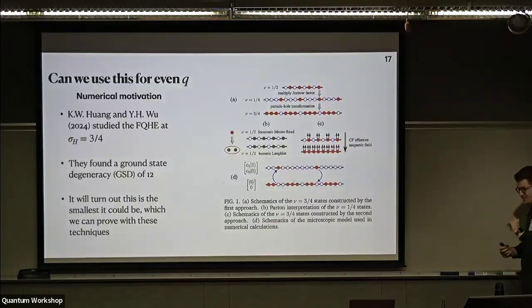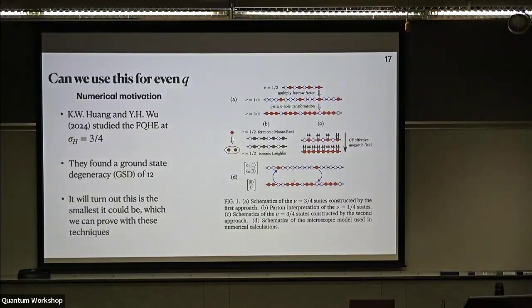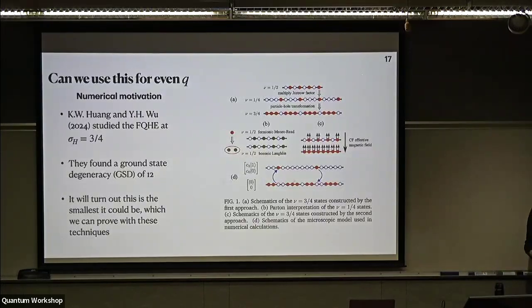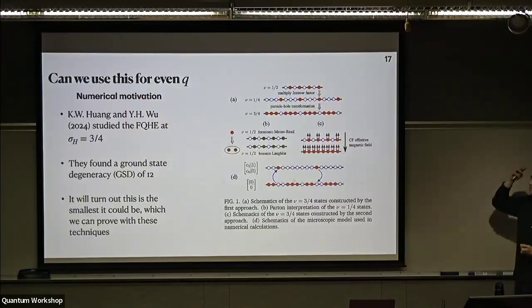Okay, so I promised even Q, I keep alluding to it. And I want to give a concrete case in which what we do has been useful to someone, even if it's not experiment yet. So Yinghai Wu was Jane's student and is now working with his own student to study the fractional quantum Hall effect at 3/4 filling. And they were doing some ED and they found a ground state degeneracy of 12.